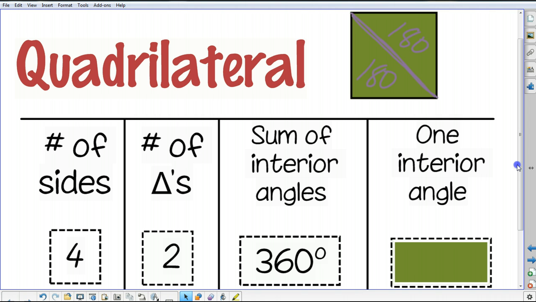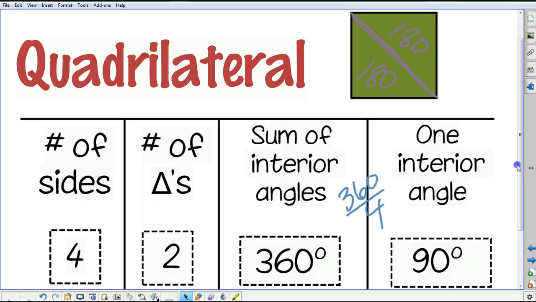Now, if all angles were congruent, I've got 360 degrees, how would I find one angle? How many angles are there? 4. So take 360 and divide it by 4. 90 degrees. So if it's regular, then it's a square, and all angles are 90. Regular people are such squares.